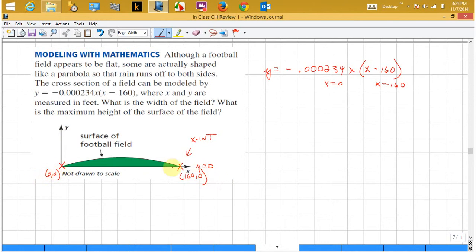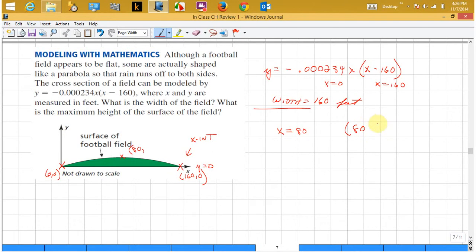So I have the width of the football field by looking at my intercept form and finding out where the x-intercepts are. So the width of the field equals 160, and I don't know, it'll be feet. Okay, the next part of the question says, how high is the field? So that's going to occur at the vertex, which would be right about here, and that would be exactly halfway between the two x-intercepts. So if it's 0 here and 160 here, halfway in between, I'm going to have an x-coordinate of 80. So where x is equal to 80, that's going to be the x-coordinate of my vertex, and I need to find the y.